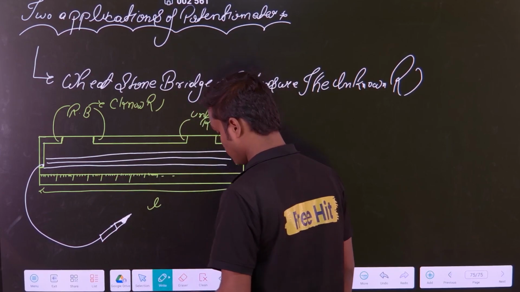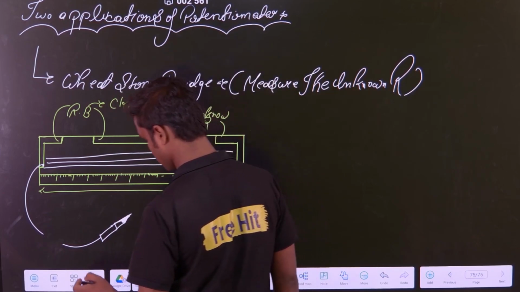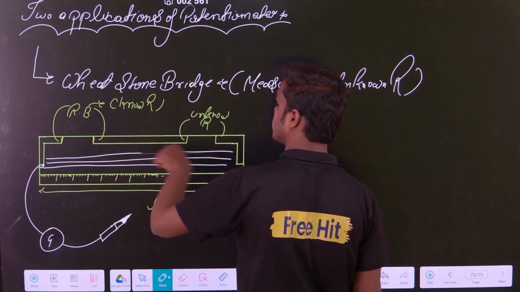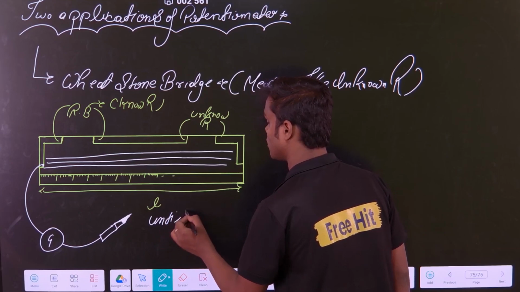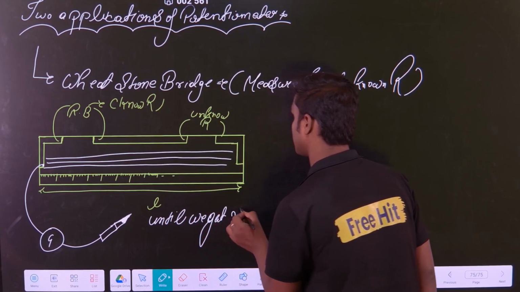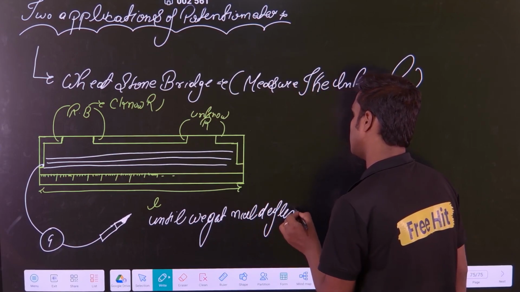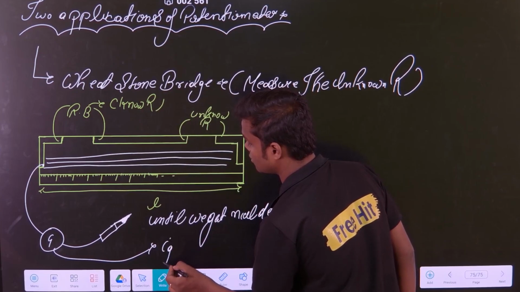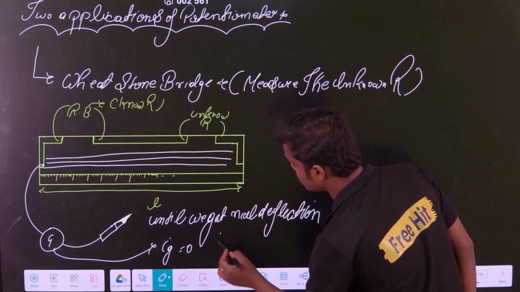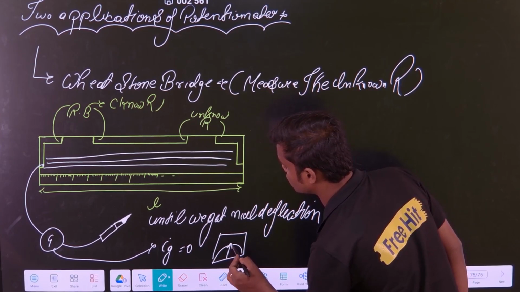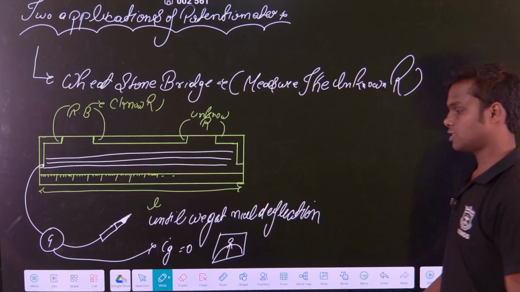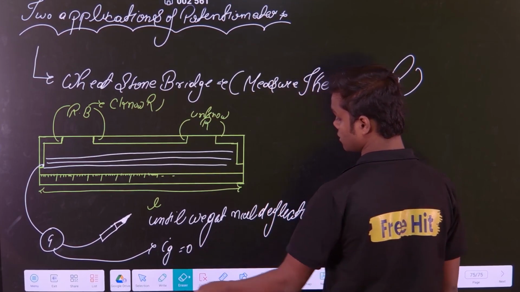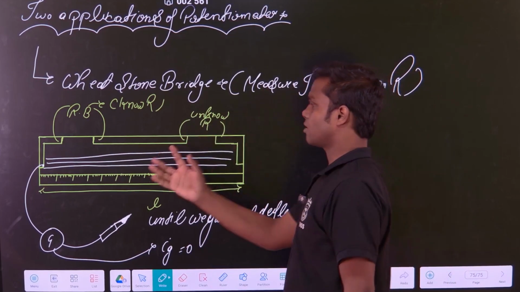What do you mean by null deflection? We used to connect one galvanometer also, and we move this jockey over the wire until we get null deflection. Null deflection means the current in the galvanometer should become zero. If you see the screen of the galvanometer, you will find that it points to zero like this. That is called a null deflection. If we have got the null deflection, then at null deflection it will become a Wheatstone bridge. How? Let us see.